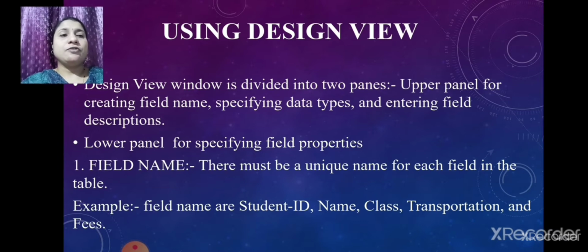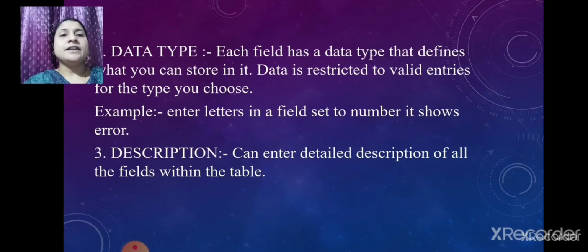For example, all of you know that we have seen the table and we have given field names like student ID, name, class. So here also each field has a unique name. For example, field names of student ID, name, class, transportation and fees. Then the next will be the data type. What should be the data type?